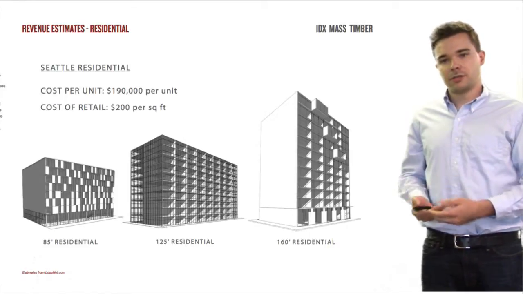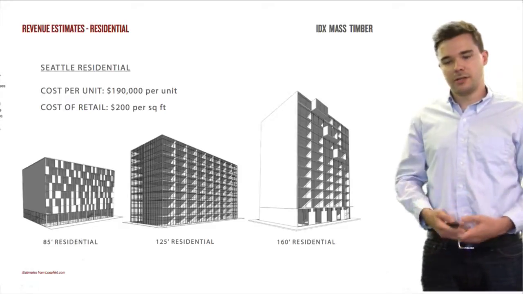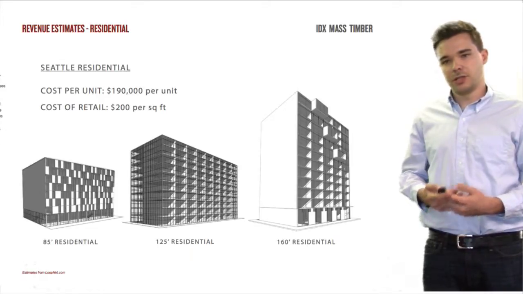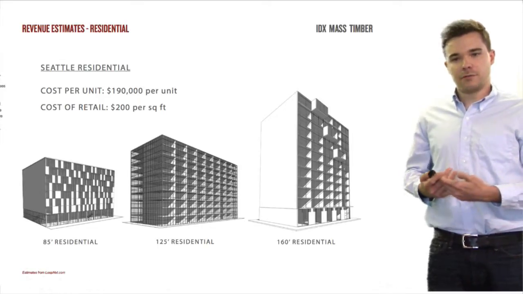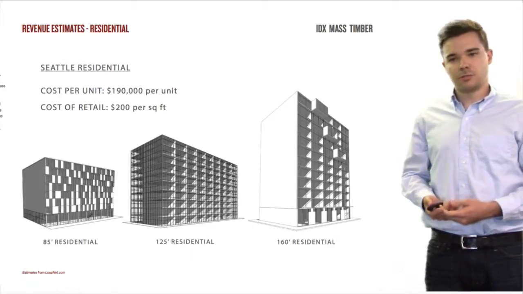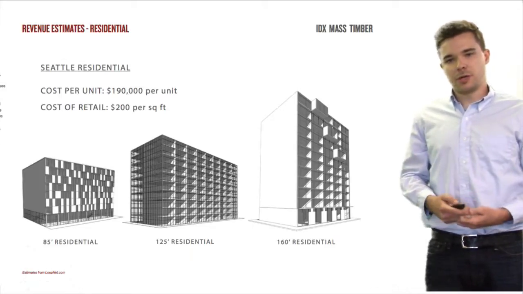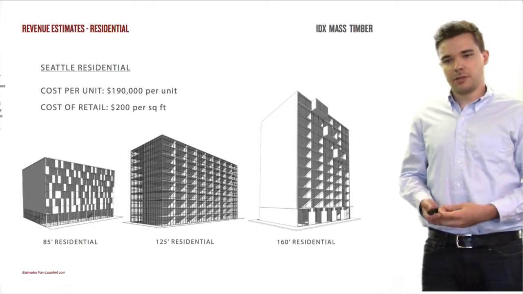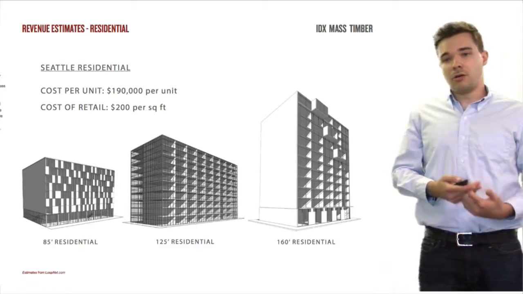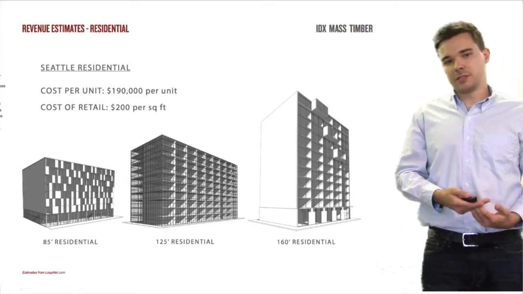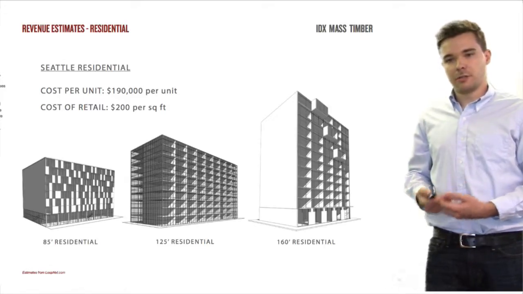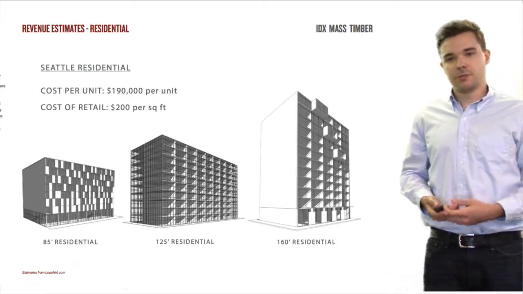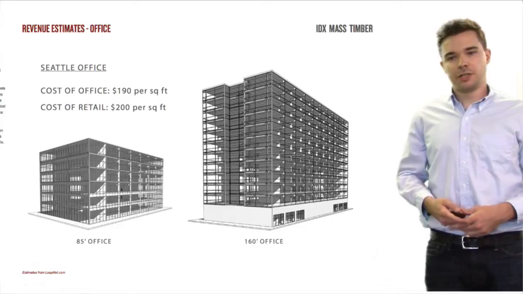So first, we are going to start with the residential models, and based on our sources, we've estimated the revenue per unit to be $190,000, and then the cost of the retail to be $200 per square foot. It's important to note that most of these models have one or two floors of retail on the bottom floor, and that's where that will be taken into account. It's also important to note that not all the units are the same size, and that the prices obviously will vary based on the location, the purpose, and the quality of living. But for comparative purposes, we will be using the same price for each unit.